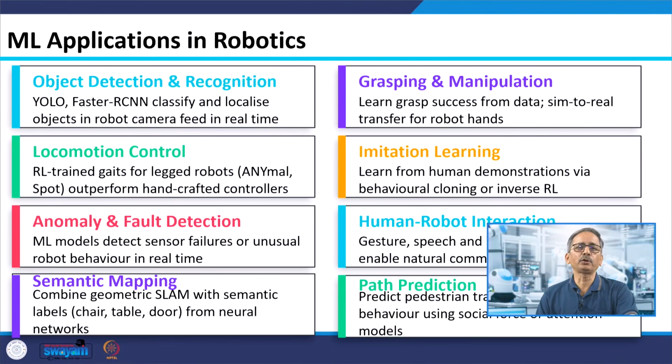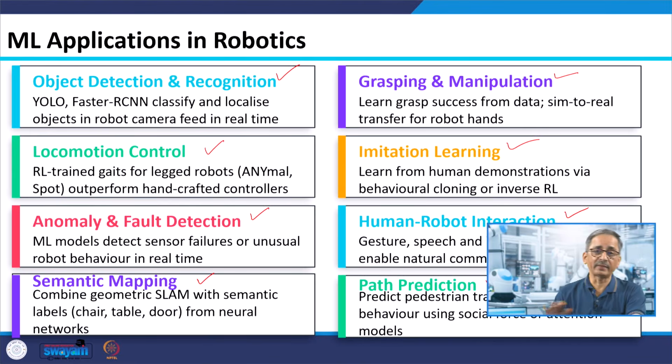Coming to the application of machine learning in robotics, it is used for object detection and recognition, grasping and manipulation, locomotion control, imitation learning, anomaly and fault detection, and human robot interaction. I will be discussing this further, then semantic mapping as well as path prediction.